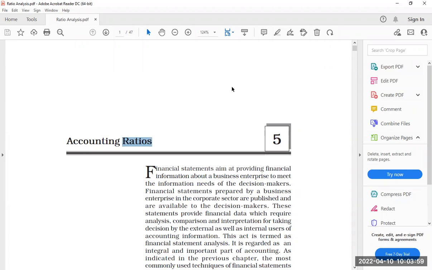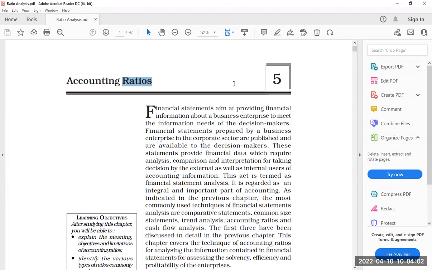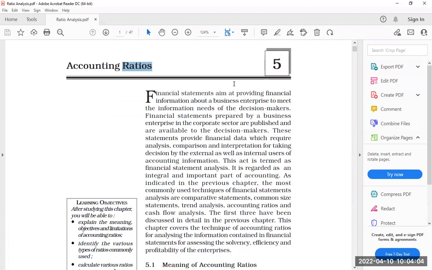So there is a group of ratios; ratios are not just one. And one more thing you have to keep in mind: we are discussing here only the quantitative aspect of a company. There are so many things in the qualitative aspect.